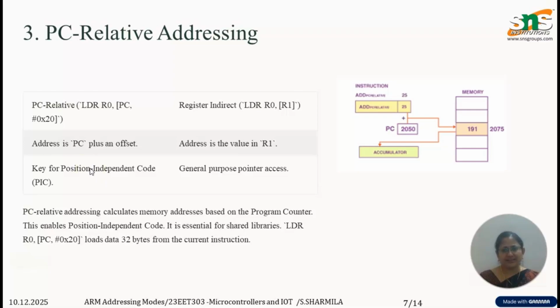Register indirect addressing like LDR R0, [R1] uses a pointer stored in R1 to load data. PC relative addressing is commonly used for accessing constant labels or jump tables.